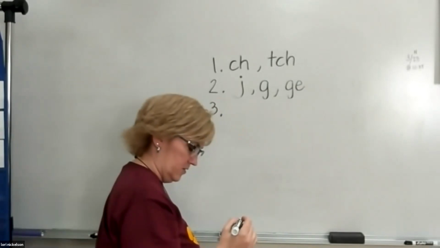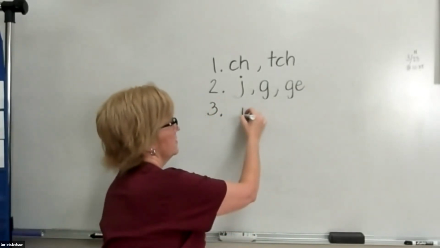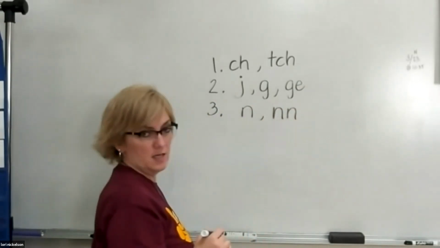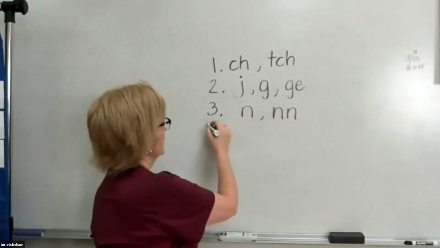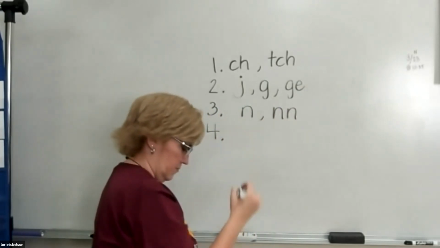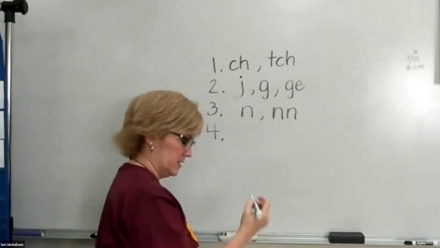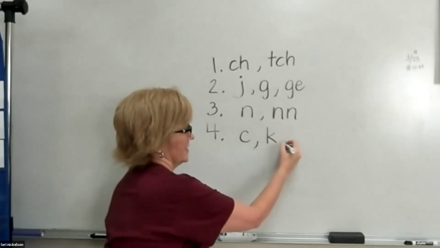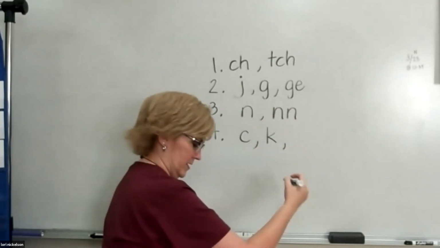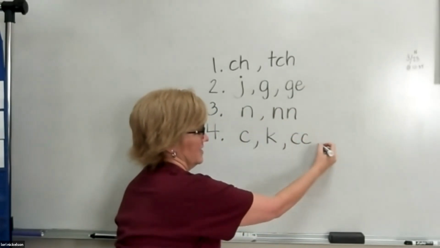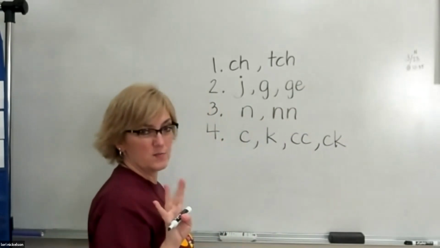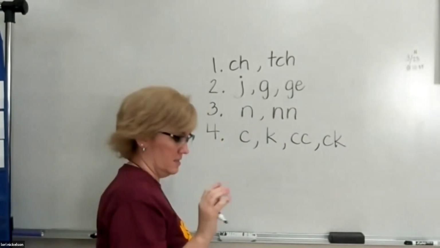The third sound, n. You could do a single n or you could do a double n for n. Number 4, the k spelling. You could do it as a c, you could do it as a k, you could do it as cc or ck. So you had 4 different spellings, and I would have taken any of those.